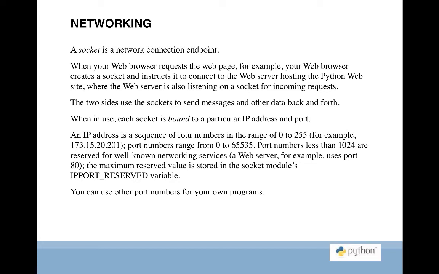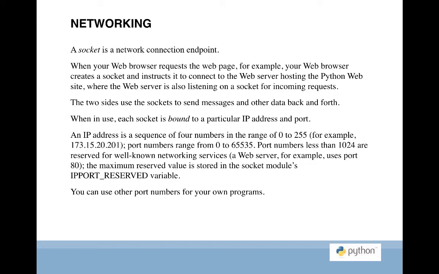When in use, each socket is bound to a particular IP address and a port. The IP address we have already seen normally. It's a sequence of four numbers in IPv4, and the four numbers range from 0 to 255. An example is 173.15.20.201. Port numbers range from 0 to 65535 usually. We have to be cautious that port numbers less than 1024 are reserved for well-known networking services. For example, 80 is used by HTTP, 443 is used by HTTPS, etc.